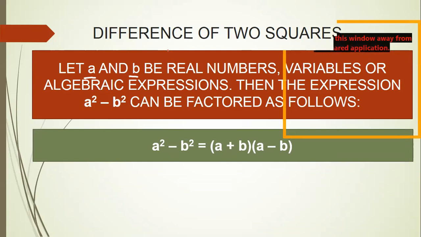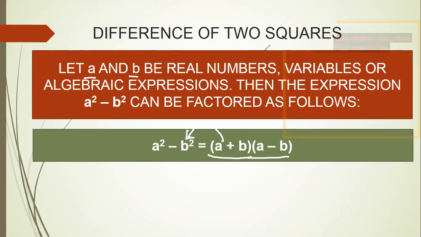This is the product of the sum and difference of algebraic expressions. So if we multiply this using one method, we'll arrive at this expression. Okay, let's have an example.